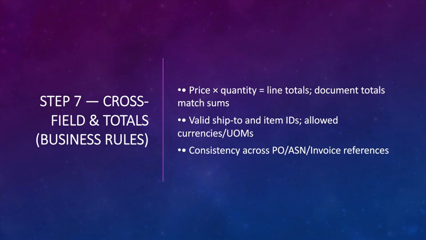Business validation checks relationships between fields. Quantity multiplied by price must equal line totals, and document totals must match the sum of all lines. Ship-to locations, item IDs, currencies, and references must be consistent across related documents like orders, ASNs, and invoices.